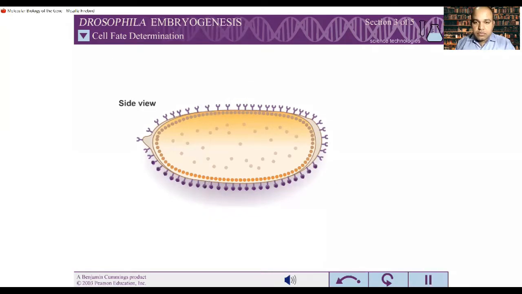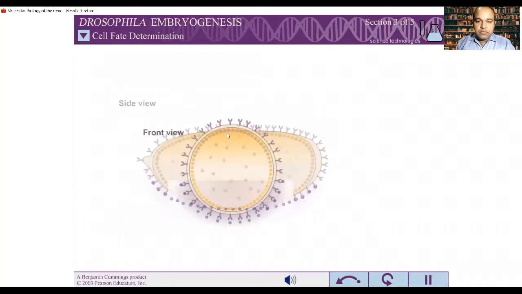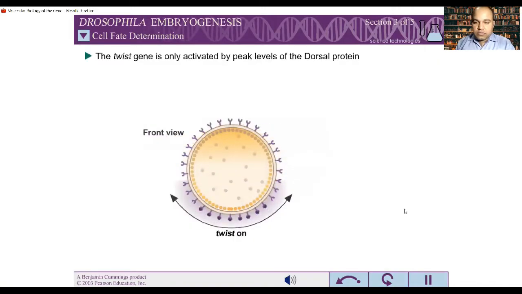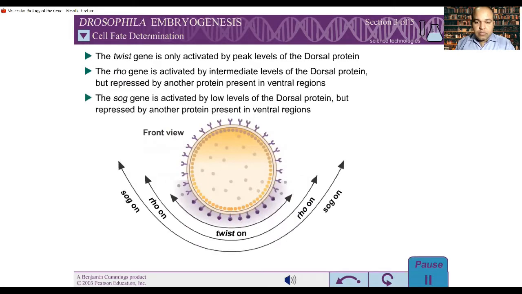The activation of some genes targeted by the dorsal protein requires peak levels of the dorsal protein, while others can be activated by intermediate and low levels. Now this is important. It is about the concentration of the dorsal protein. The different types of genes are going to be activated. The nucleus is the same. The genetic material is the same.